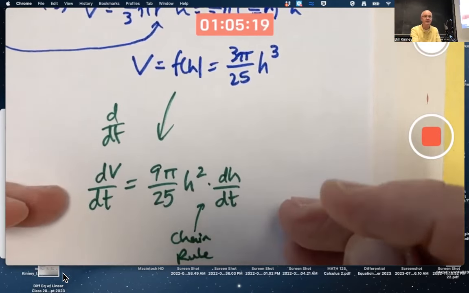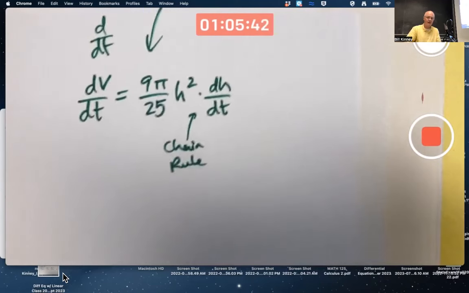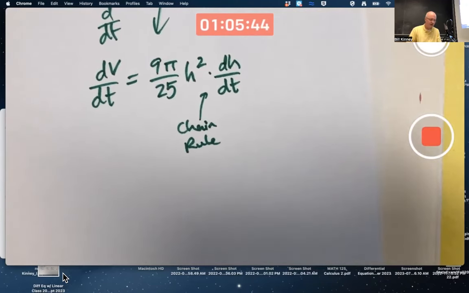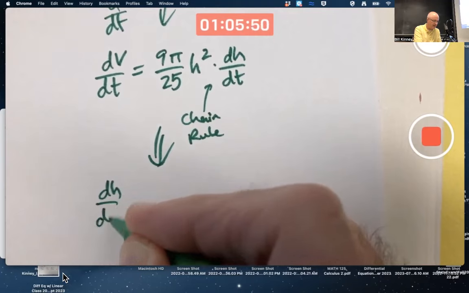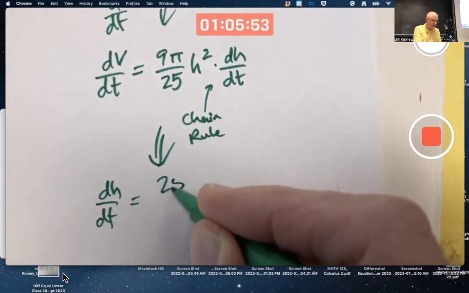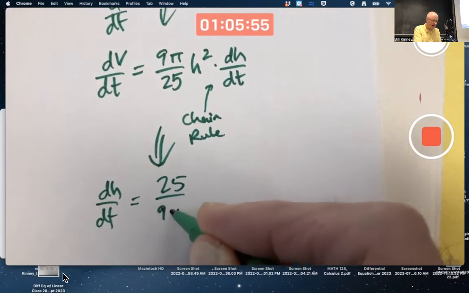That's relevant here. I need the fact that h equals 8 because you see an h in this equation. I could plug in the numbers right now. I also could algebraically solve this equation for dh/dt as 25 over 9 pi times 1 over h squared times dV/dt. I could do that. I just divided both sides by 9 pi h squared. I also multiplied both sides by 25. Not that you have to do that, but you should be able to. Now plug in your numbers.